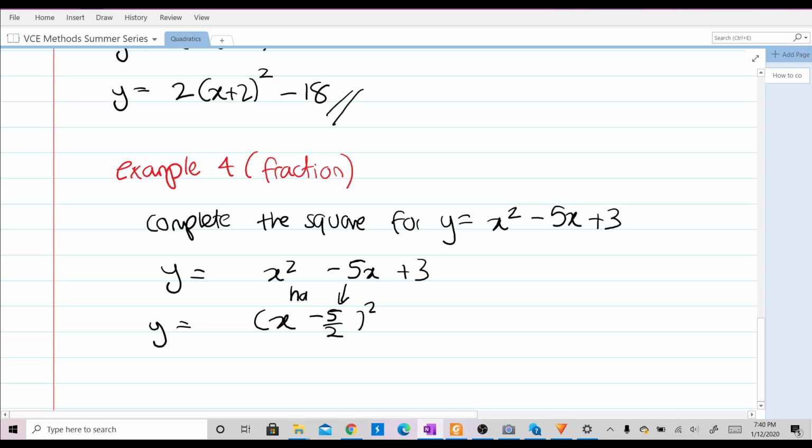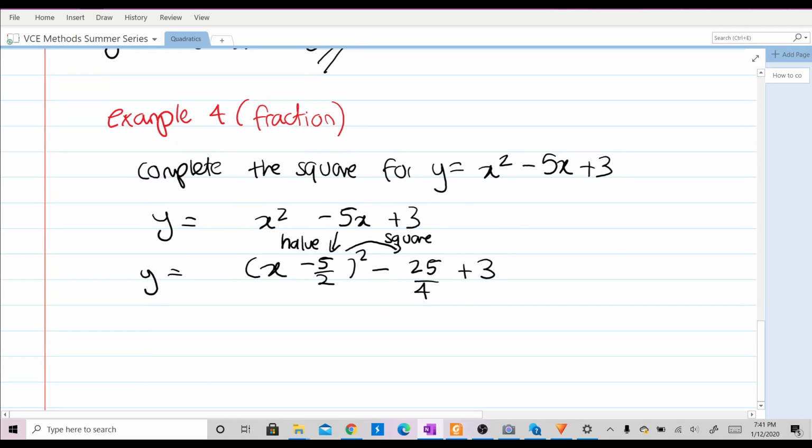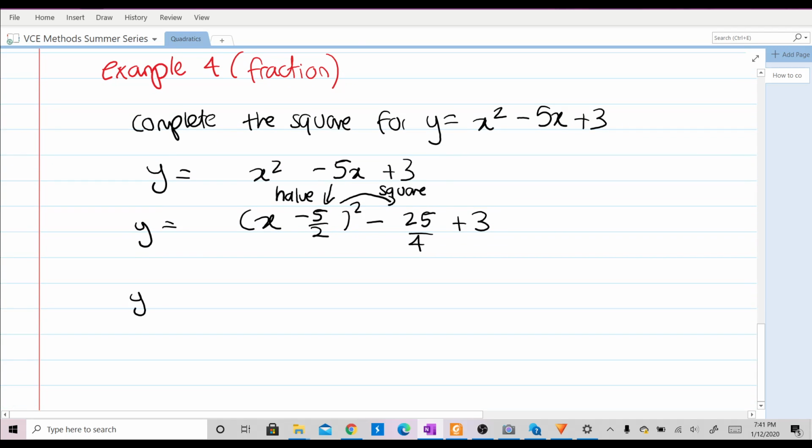So we're going to halve it. Then we're going to square negative 5 on 2, which becomes 25 over 4. And remember, add a negative on it. And then we're going to drop the plus 3 down. From there, all we have to do is simplify this expression.